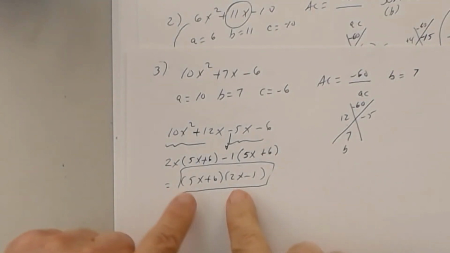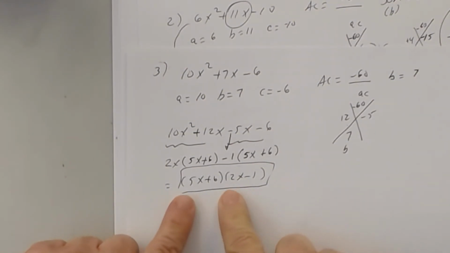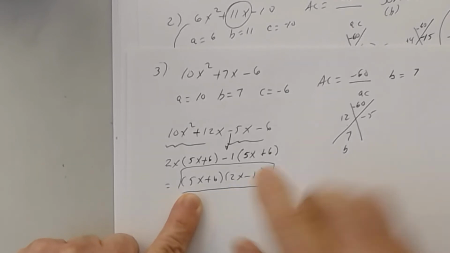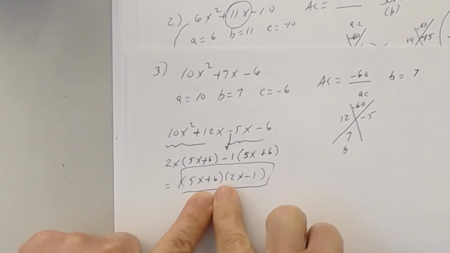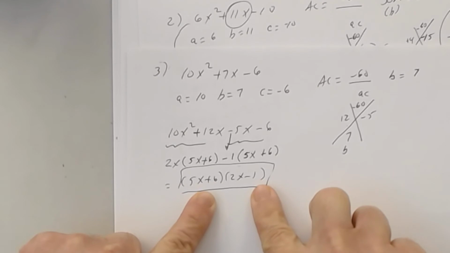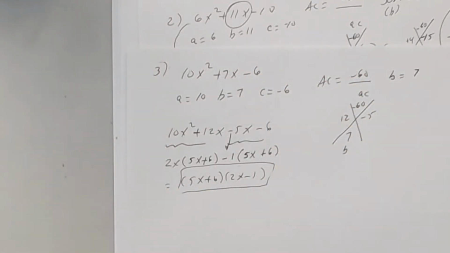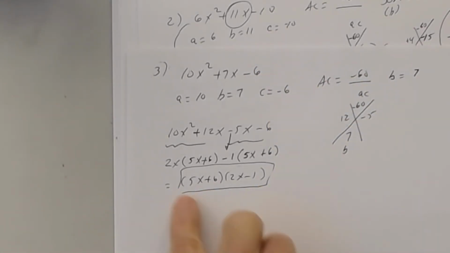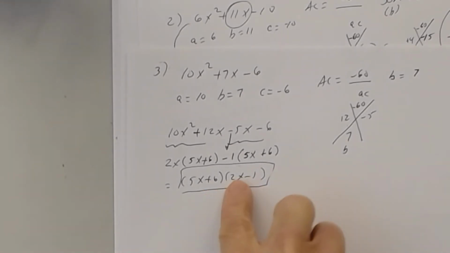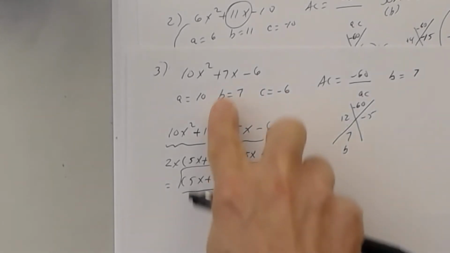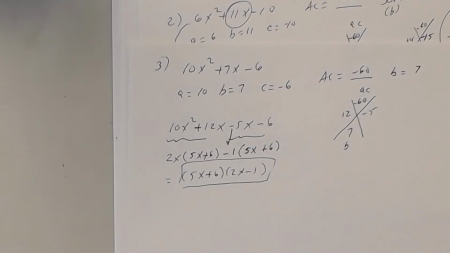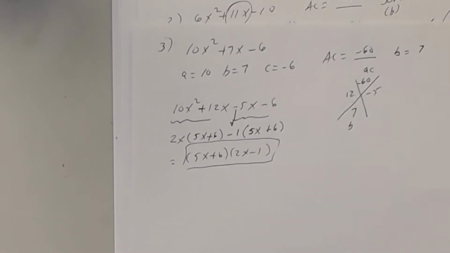Real quickly in your mind, all you're doing is saying this. What's 5x times 2x? That's what I wanted. What's a positive 6 times a negative 1? Negative 6. And all I have to do now is check for that 7x. What's the outer? Negative 5x. What's the inner? And what's 12x and negative 5x? Positive 7x. That's all that is. Nothing really difficult about that.